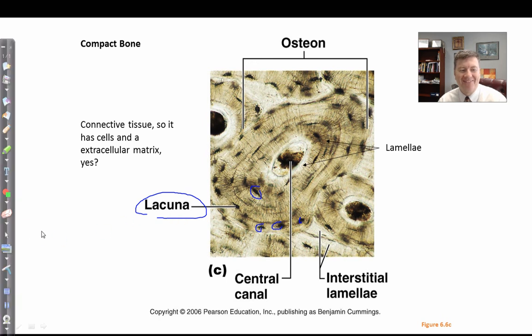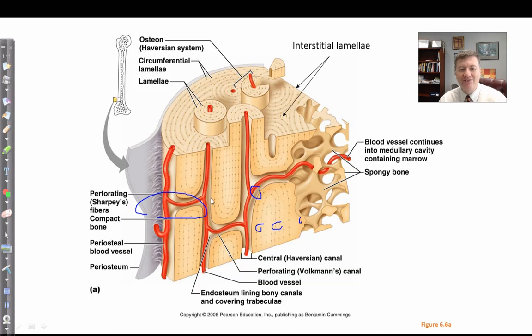Okay, so here's a little better view, and it's a little easier for us to see the different elements of compact and even spongy bone here. Let's talk about spongy bone just for a second while I get on the slide.